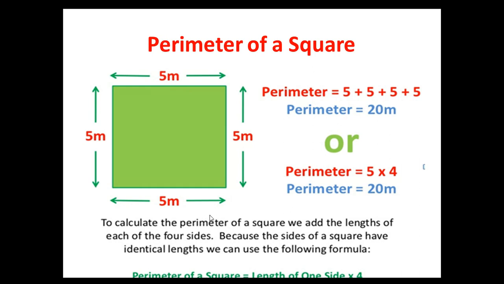To calculate the perimeter of a square, we add the lengths of each of the 4 sides, because the sides of a square have identical lengths. We can also use the formula, as I mentioned before, where I multiply 4 times the side.